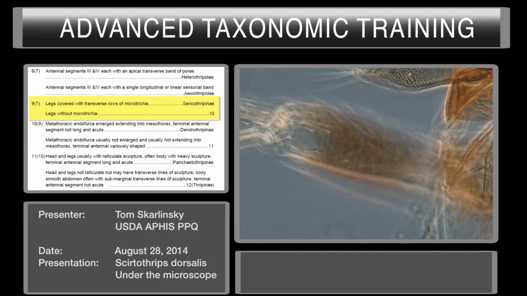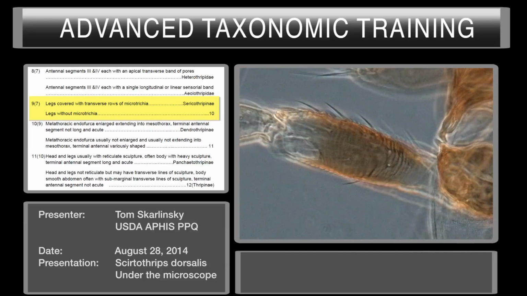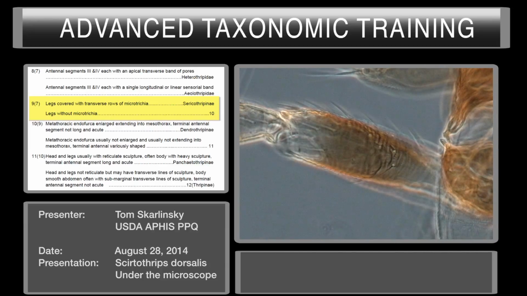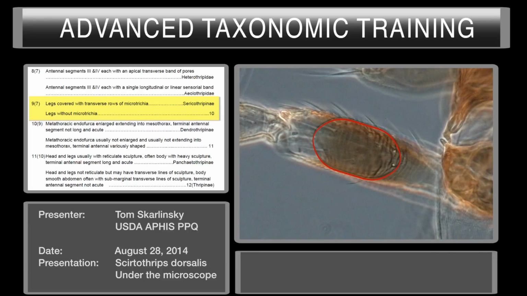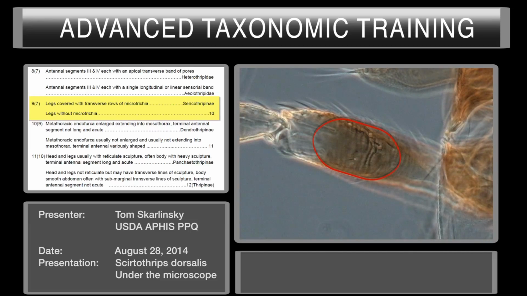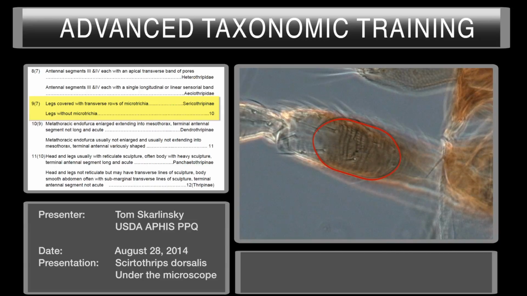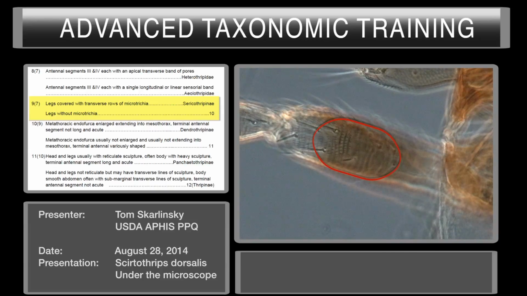Okay, let's take a look at the femur on a specimen that actually has that character state. And you can see it has the transverse lines of sculpture. There's some nice lines there. But you notice these small lines here. These are actually those microtrachea, the CD, that are on these.